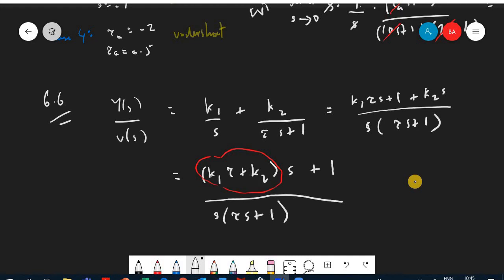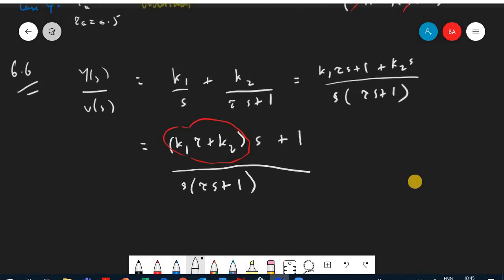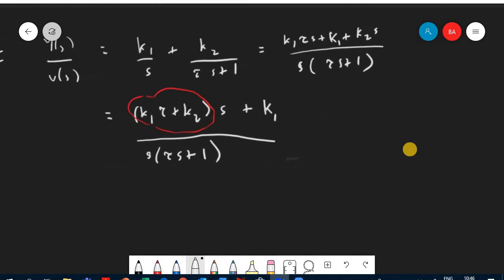And that is normal, the one we have at the denominator. Now, is that in a standard form or not? I think I have missed something here just before. If you can remember, it's plus k1. So k1 multiplied by (tau s plus 1) is k1 tau s plus k1, so I'm going to have k1 here. And this is not in the standard form.